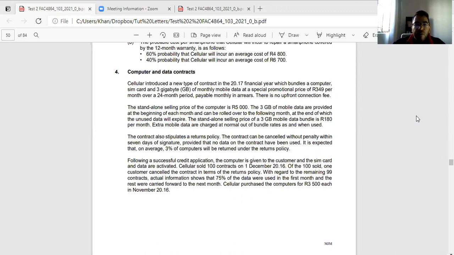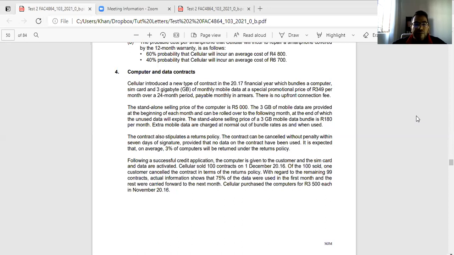Then they say extra mobile data are charged at normal out of bundle rates as and when used, so you won't factor that in because that is a variable consideration. So that type of variable consideration will be dealt with as and when. Okay, so that's another type of variable consideration, but it's something that falls outside of the transaction price, which is not within the contract. Okay, so here we go into the third paragraph.